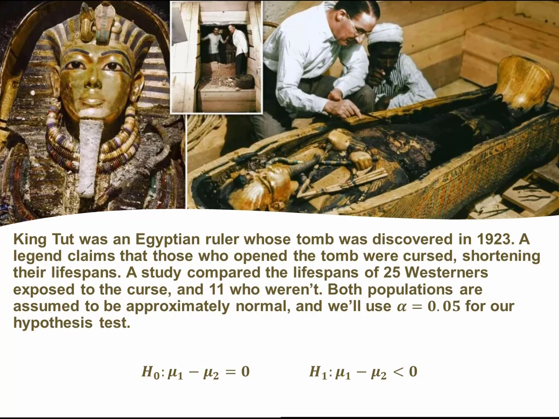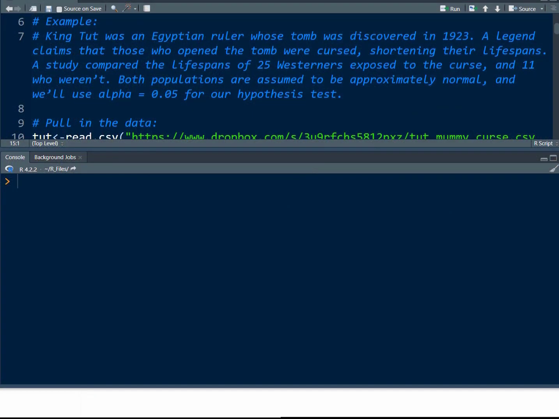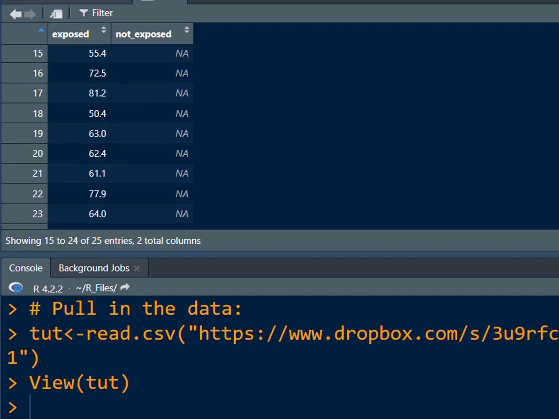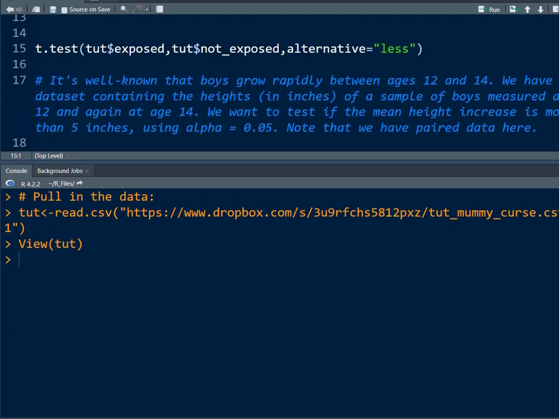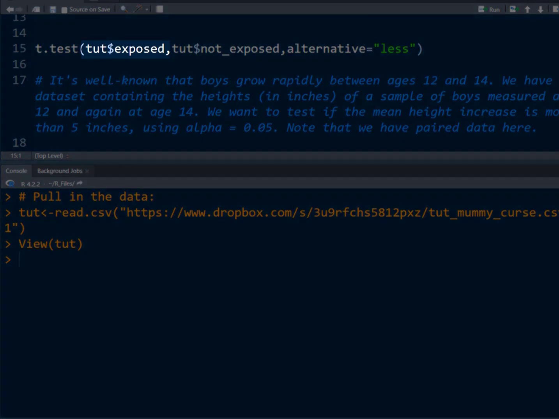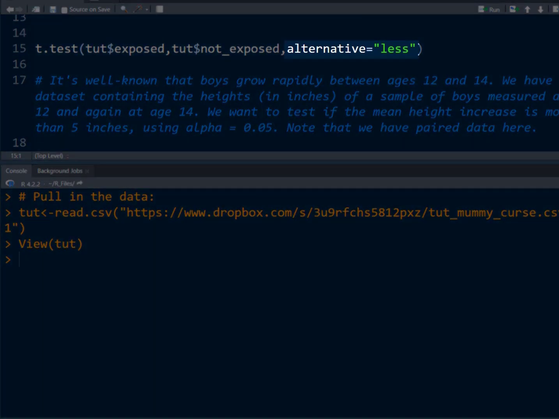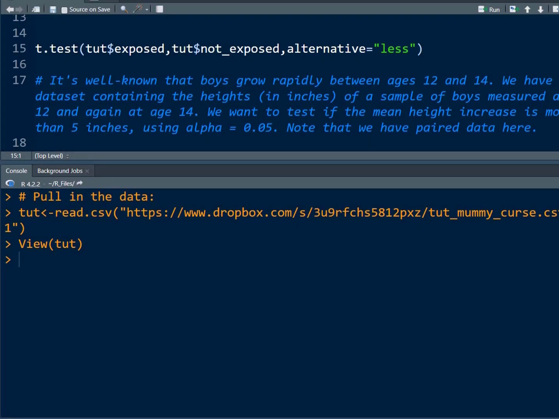The null hypothesis is that H0: mu1 minus mu2 equals 0, which is the same as saying that mu1 equals mu2. The alternate hypothesis is that mu1 minus mu2 is less than 0, or mu1 is less than mu2. Let's pull in the data and take a quick look at it. We'll use the t-test command in R, with the variable for the lifespans of those exposed to the curse as the first input, and the variable for the lifespans of those not exposed as the second input. We specify the type of test, here alternative equals less. Now there is a paired option in this test, but since our samples are independent, we won't use it here.